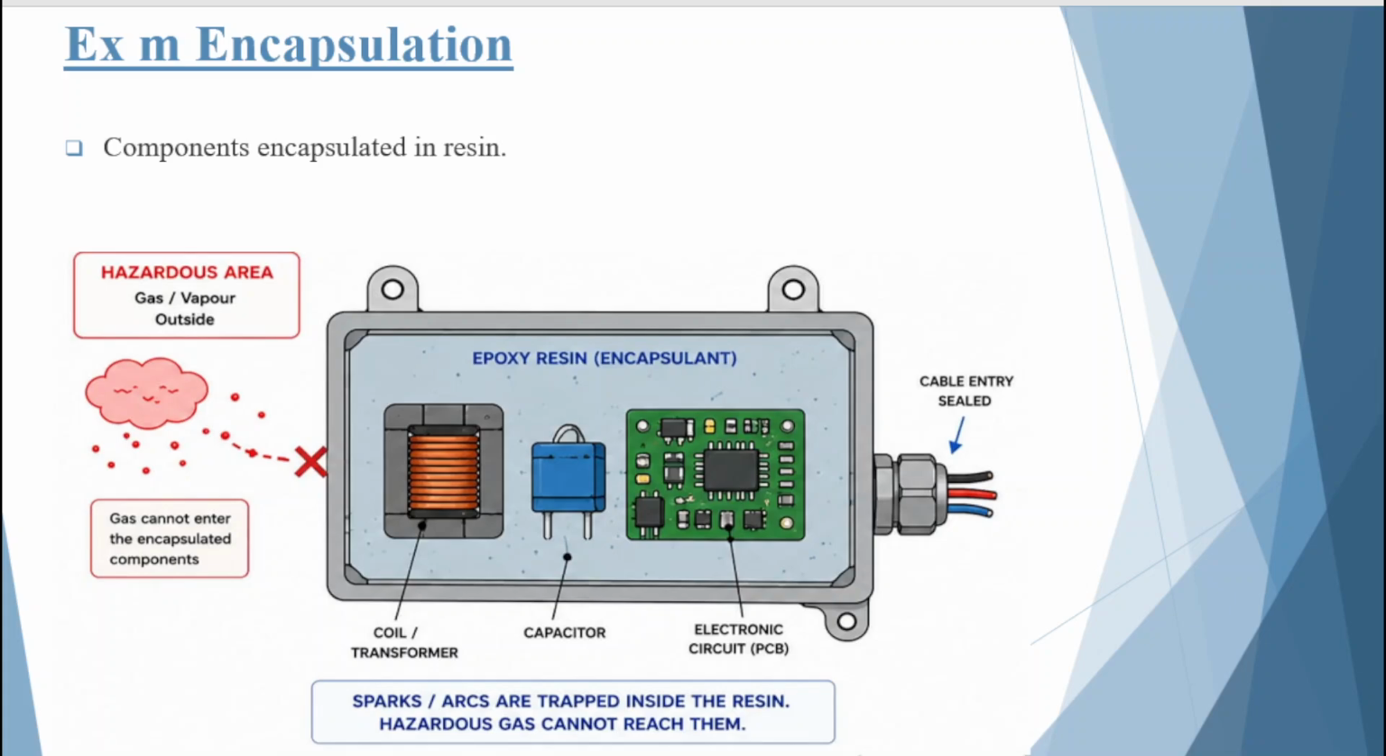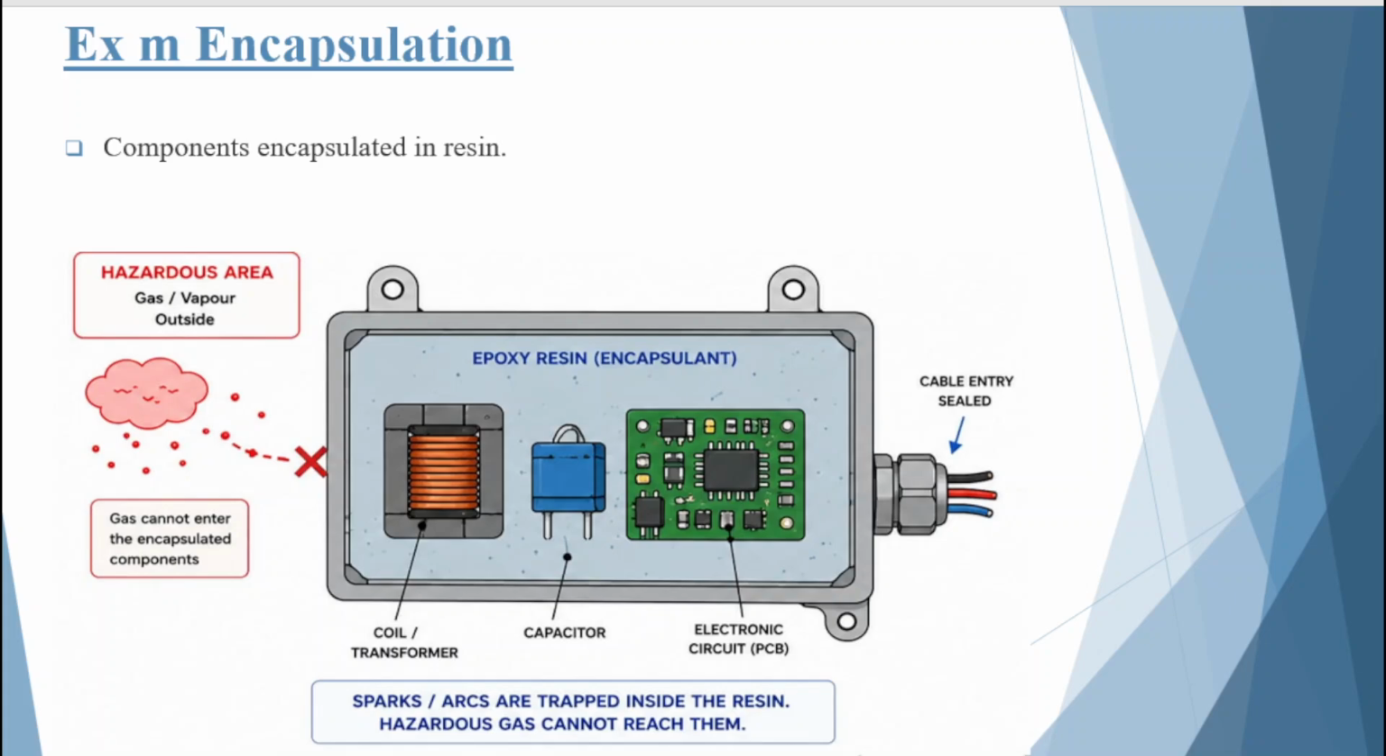The next explosion protection technique is XM encapsulation. As the name suggests, encapsulation means that the electrical components are completely enclosed within a protective insulating material, usually a specially formulated resin. The basic principle is very simple. Instead of allowing the hazardous atmosphere to come into contact with live electrical parts, the components are permanently sealed inside the resin. Since the flammable gas or vapor cannot reach the energized components, ignition cannot occur.